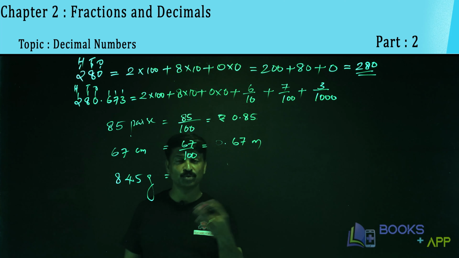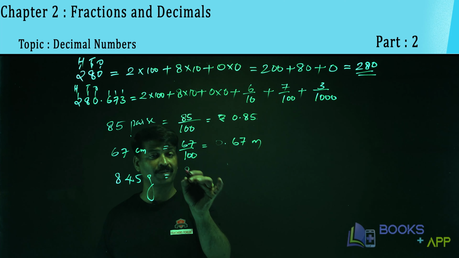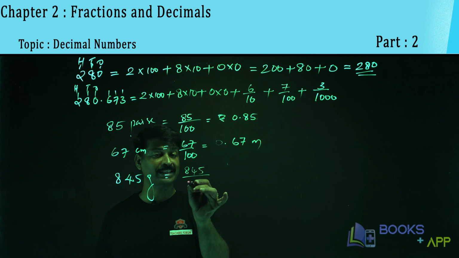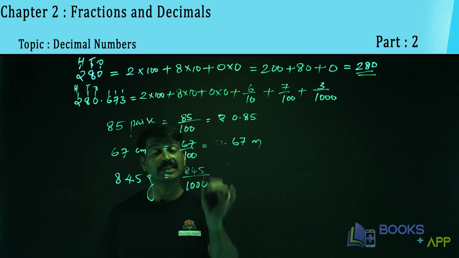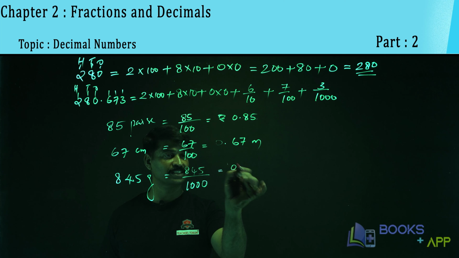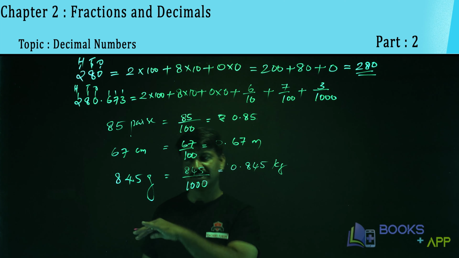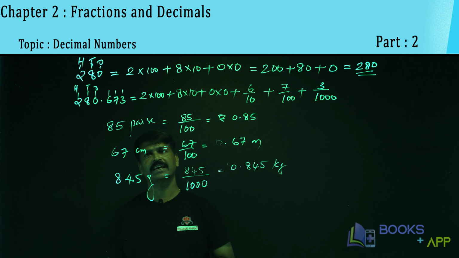How can you convert this into kilogram? You have learned that. Yes, to convert gram into kilogram, you have to divide this by 1000. Why divide by 1000? Because 1000 grams make 1 kilogram. So 845 by 1000. What is the answer? How many zeros are there? 1, 2, 3. So that 3 zeros you should count from here. 1, 2, 3, 3 places. So the answer is 0.845 kilogram. You have learned all this in classes. Okay, so these all are some decimal representation.